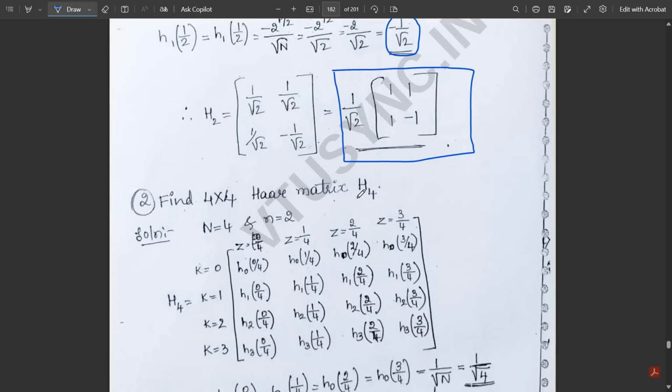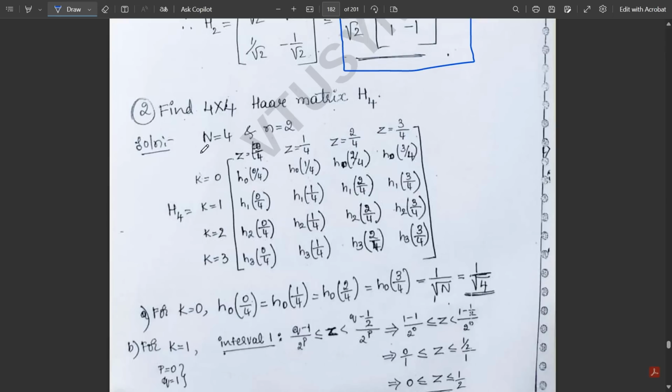In 4 cross 4 it is H4. Here in this case the value of capital N is equal to 4, and since N is equal to 2 power n, 4 is equal to 2 power n. So we know that 2 square is equal to 4, so our small n value should be equal to 2. Okay, so that's why they have written small n is equal to 2. So now H4 is a 4 cross 4 matrix where the z values are 0 by 4, 1 by 4, 2 by 4, and 3 by 4, and the k values are 0, 1, 2, 3. Okay, so like that we have formed this matrix here.